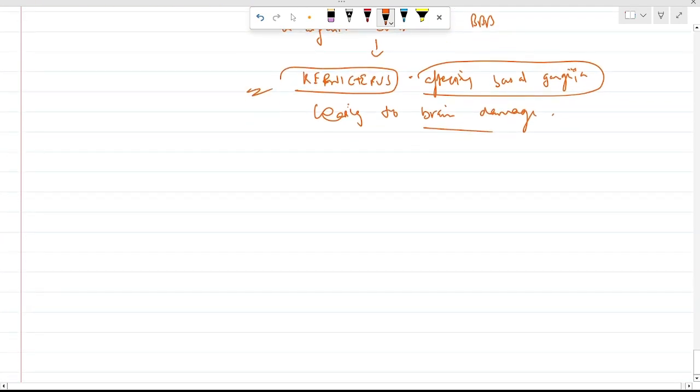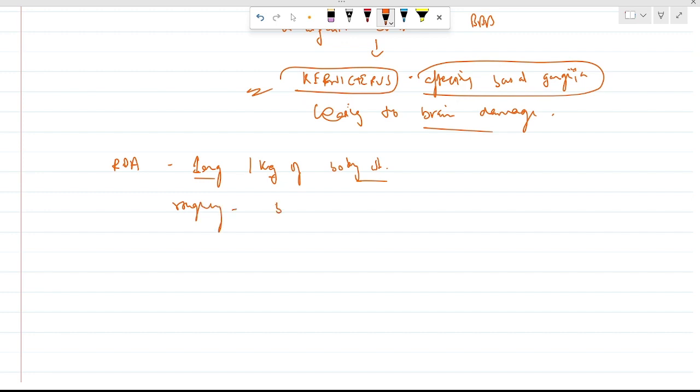The last topic I am going to discuss here is the RDA of vitamin K. It is very low, 1 microgram per kg of body weight. It's the most accurate form. It's 1 microgram per kg of body weight, which is roughly 55 to 65 micrograms per day. Okay, this is the RDA of vitamin K.